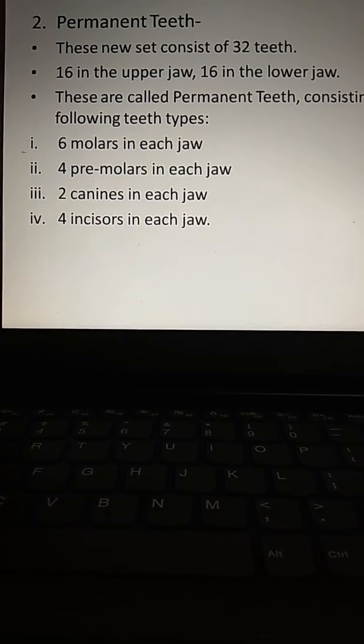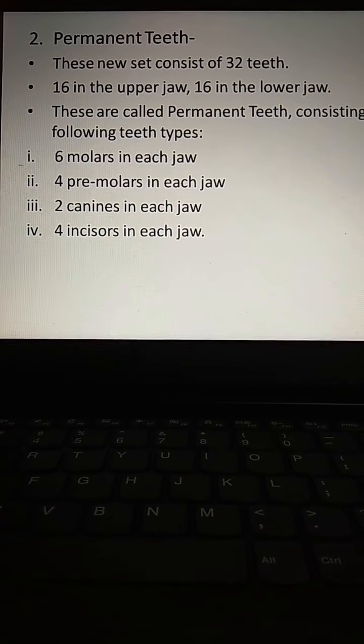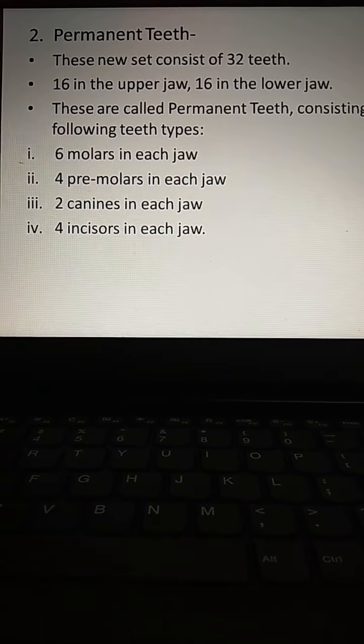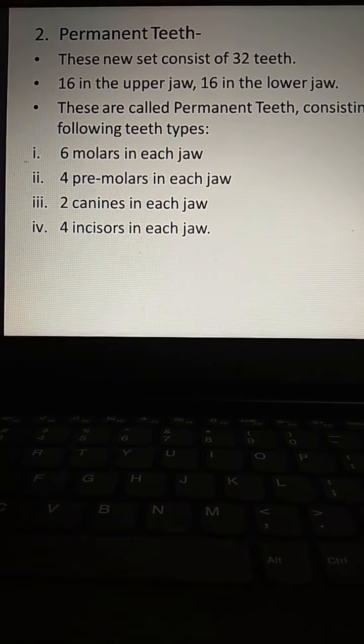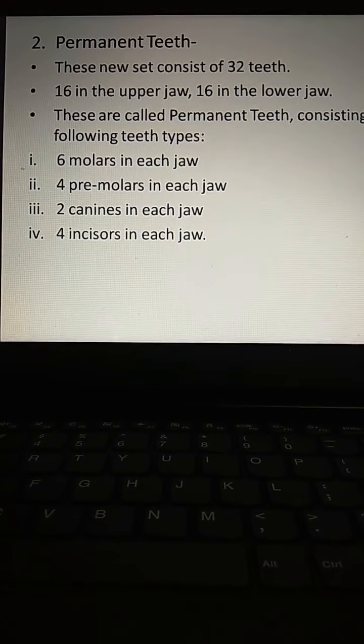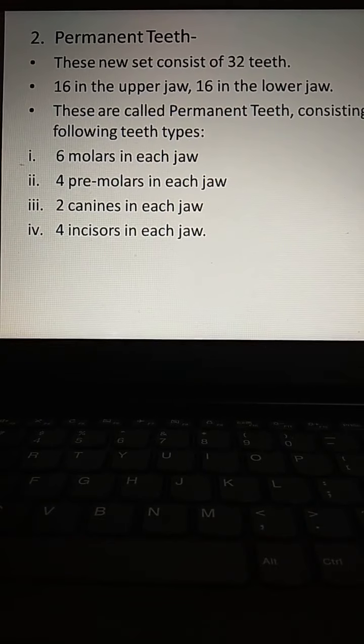So 6 molars in each jaw, total 12, 4 premolars in each jaw, so total 8, 2 canines in each jaw, so total 4 canines, and 4 incisors in each jaw.